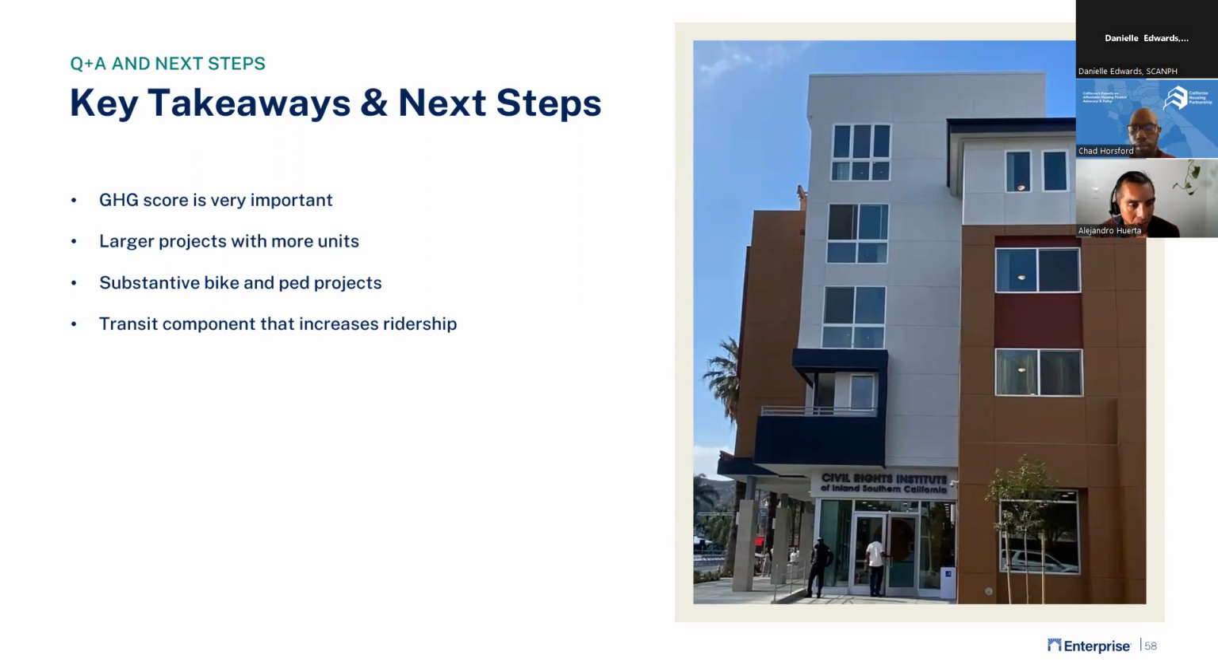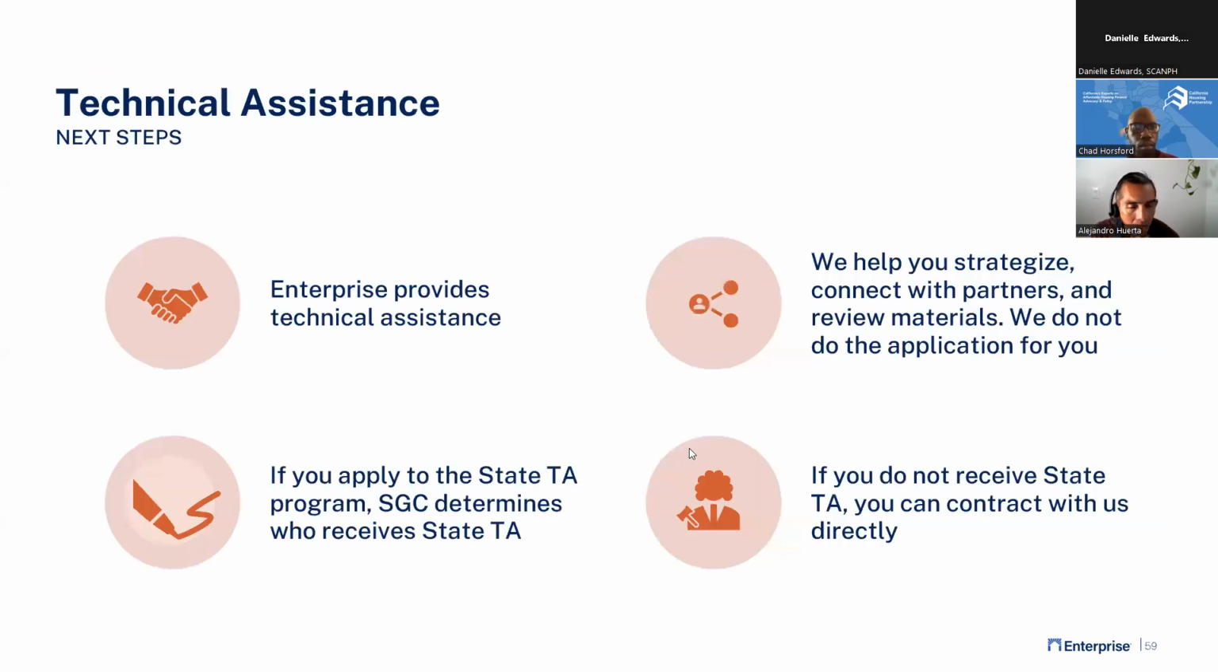Substantial bike and ped projects are required as well for another significant portion of the points on the application. And as I mentioned before, really partnering with the transit agency to get that ridership up in terms of new net ridership is going to be critical for a successful application.